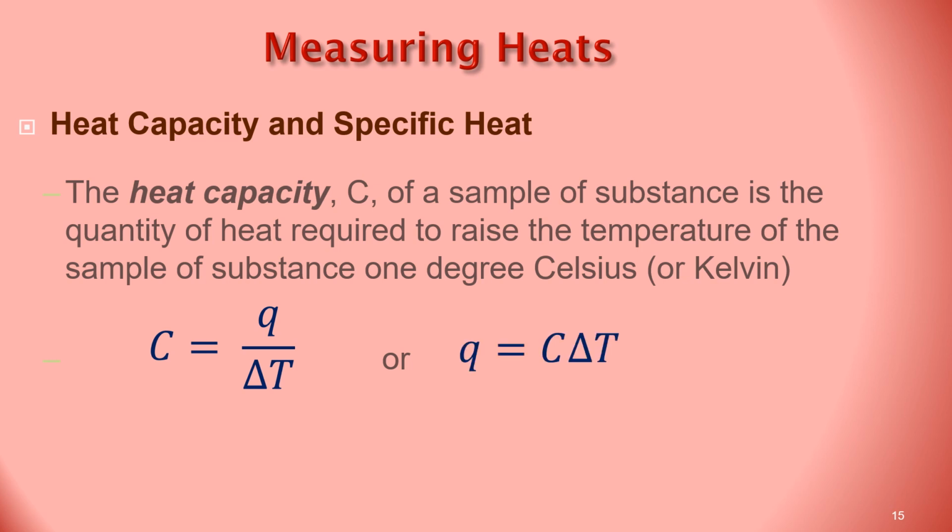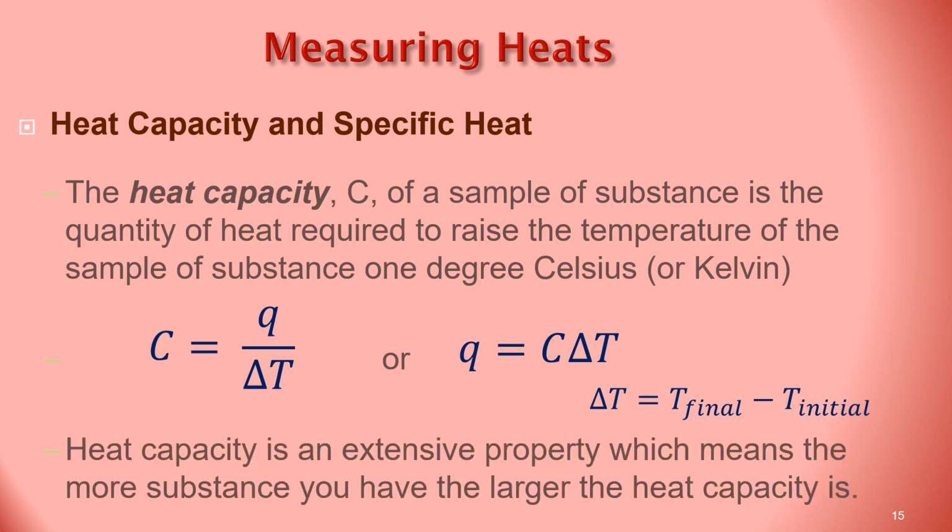If we rearrange that, we can solve for Q. Q is heat. Heat is heat capacity times delta T. Just to remind you, delta T is just the change in temperature, which would be the final temperature minus the initial temperature.